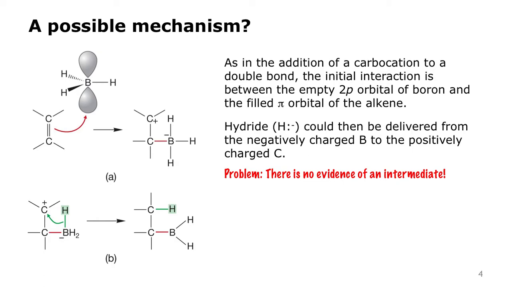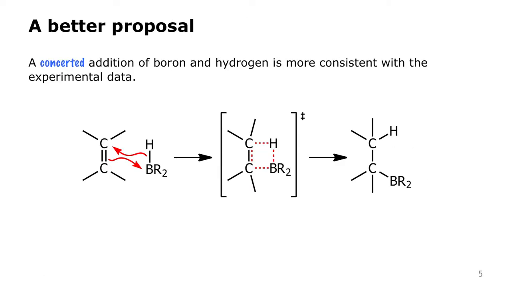While we can draw that, such as we see here, it turns out there's no experimental evidence that supports this mechanism because there's no evidence that there is an intermediate formed in the reaction. So there must be some other mechanistic pathway that can be followed. It turns out all of the experimental data points to this being the mechanism, and that is a concerted addition of boron and hydrogen. Concerted meaning the boron and the hydrogen add at the same time across the double bond. So how do we push our curved arrows to indicate electron movement? And that's indicated here.